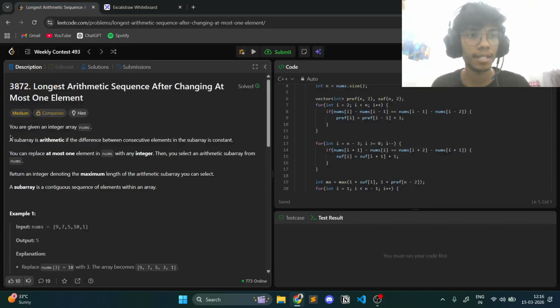So the third problem says you're given an integer array nums. A subarray is arithmetic if the difference between consecutive elements in the subarray is constant. You can replace at most one element in nums with an integer. Then you can select any arithmetic subarray from nums. Return the integer denoting maximum length of the arithmetic subarray you can select.